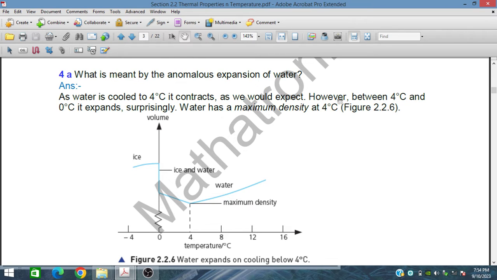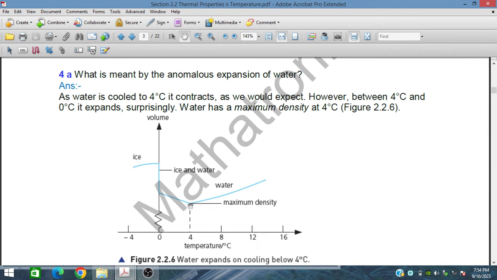Water, however, between 4 degrees C and 0 C, it expands. At 4 degrees C, with the decreasing temperature, the volume will decrease, and with the decrease in temperature, the density will be high at this point.